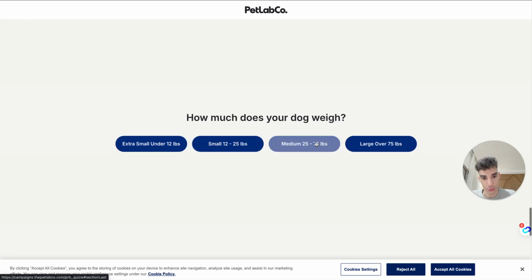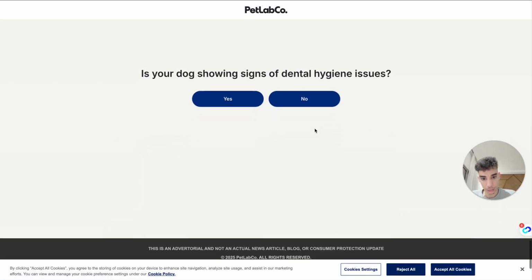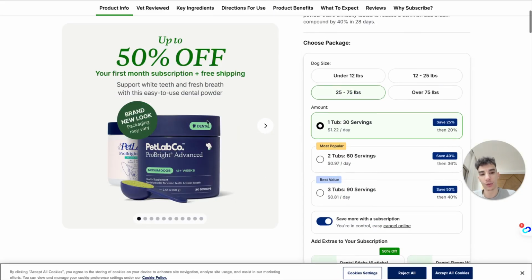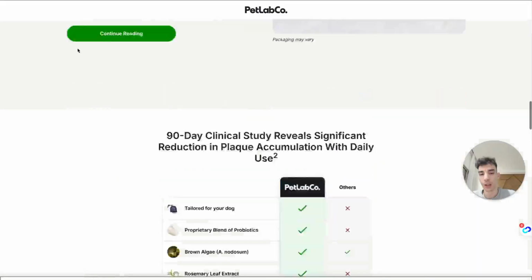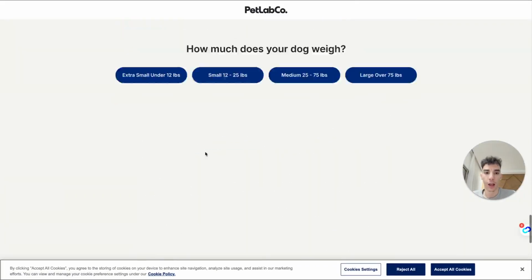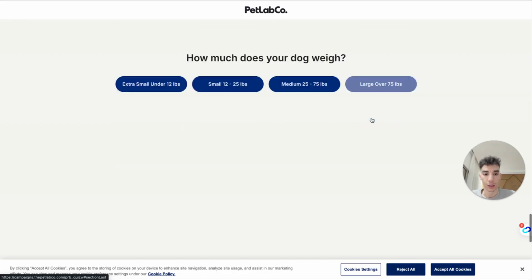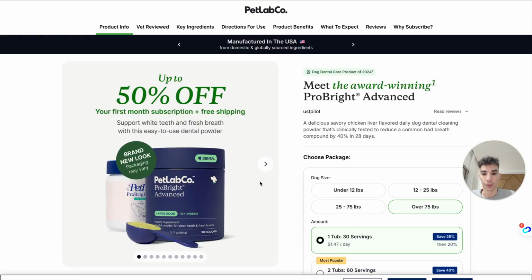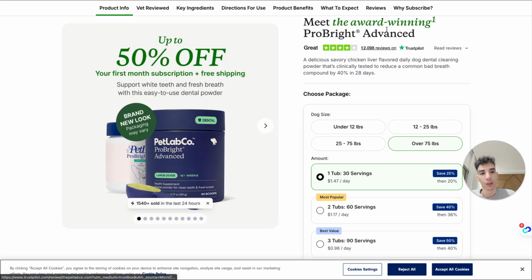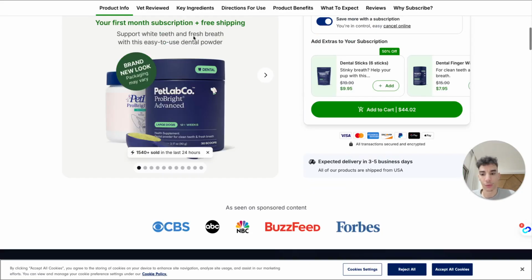quiz. "How much does your dog weigh?" Then boom. I think whatever you choose in here is going to get you to the same result, but it makes people feel like they're playing some fun game, you know? They keep saying the same thing: the award-winning Probiotic Advance, social reviews, and stuff.